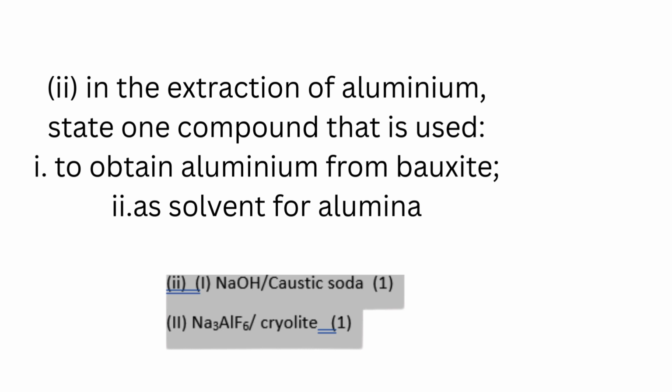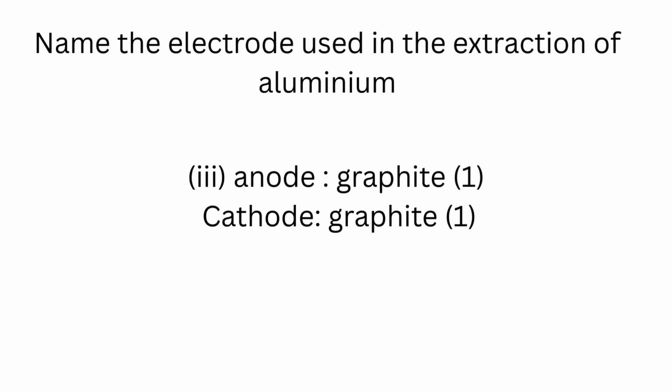The next question: name the electrodes used in the extraction of aluminium. For the anode, we have graphite. For the cathode, we have graphite. 1 mark each. So you see that it's not difficult. It's for you to know the answer. If you mention it like this, you get your point.